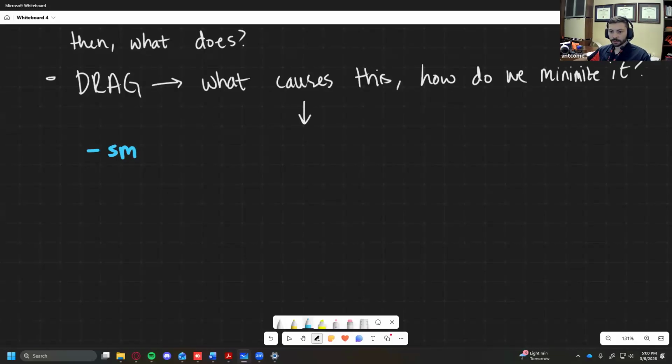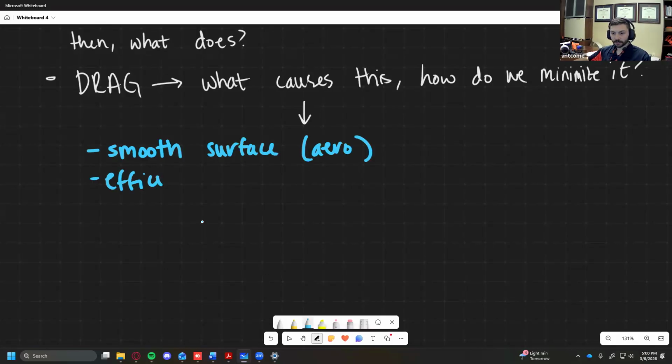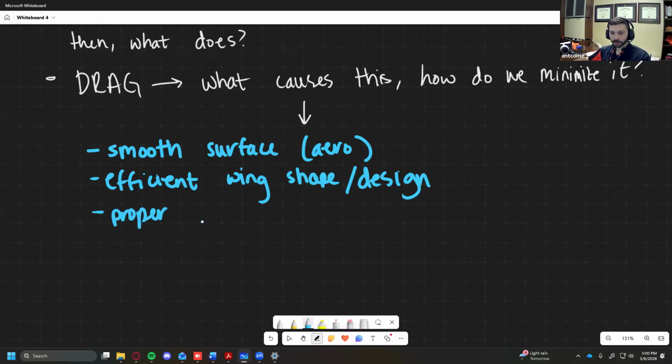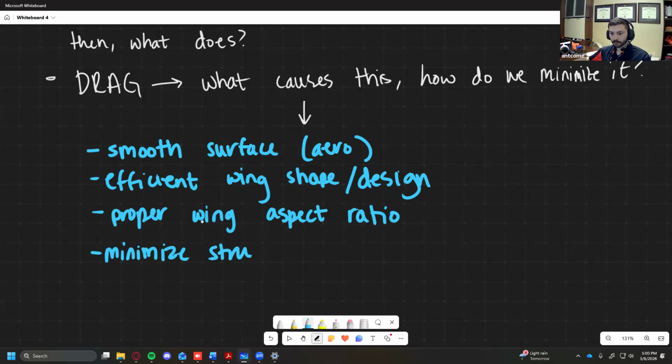You want to have a smooth surface for your aerodynamics. You want to have an efficient wing shape, or as you guys said, design. You want to have a proper wing aspect ratio, which we will talk about. And then you want to minimize structural drag.